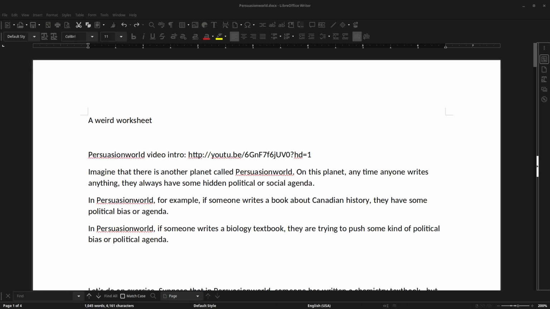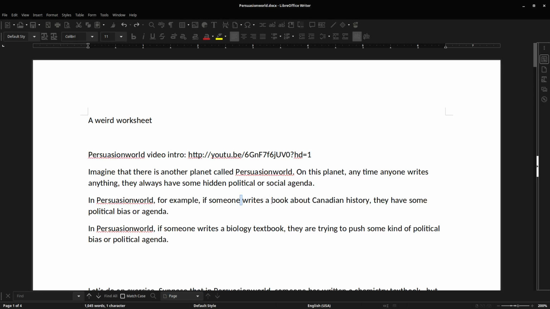So I want to go through just a couple of highlights in this worksheet that I made. It's an initial sketch. This worksheet is called Persuasion World, and in it I introduced the idea of an alternative reality called Persuasion World, where everyone's trying to convince people of something. Everyone has some kind of secret agenda. So if they write a textbook about something, they're going to be trying to push some kind of hidden agenda. If they're writing anything, they're going to be pushing some kind of hidden agenda. And we explored what that would look like.